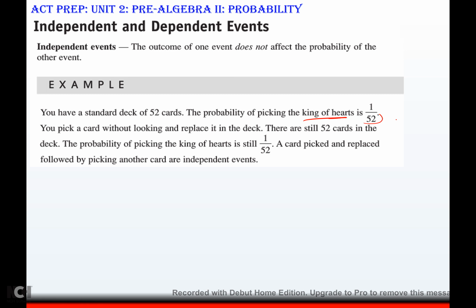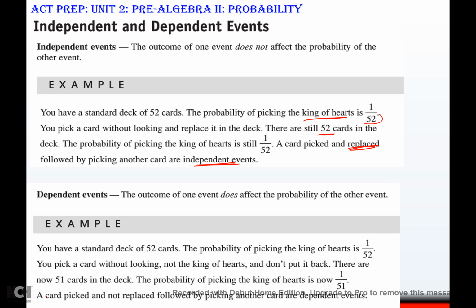You pick a card without looking and replace it in the deck, so you put it back. That means that there's still 52 cards in the deck. So the probability of picking the King of Hearts next time is still 1 out of 52. One card picked and replaced, followed by picking another card, are independent events. Whatever you picked on the first event, when you put it back, that means it has no effect on what you will draw next, because you put it back.